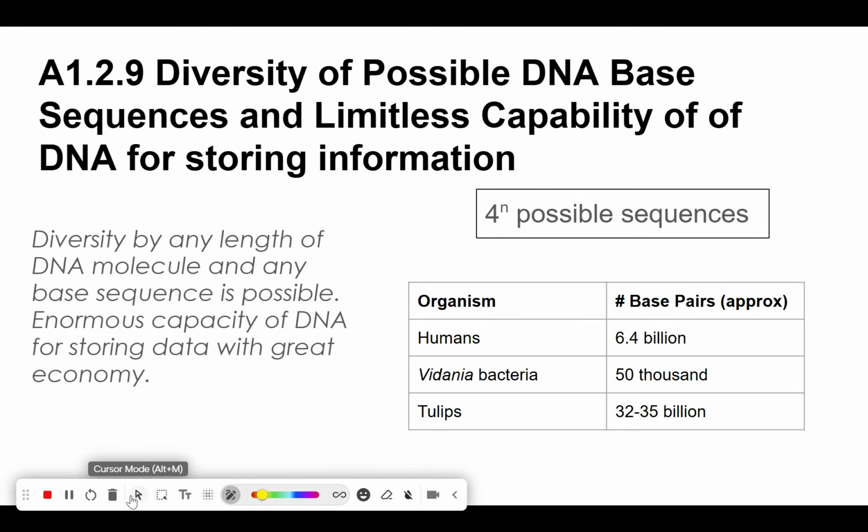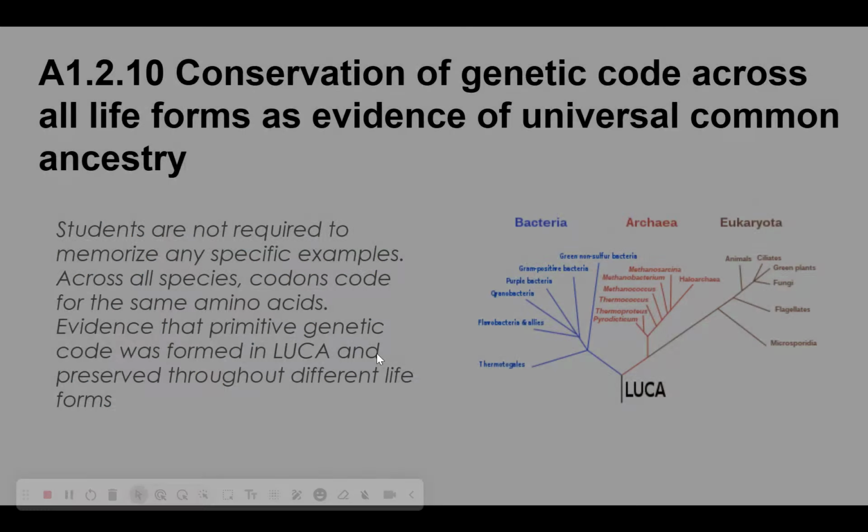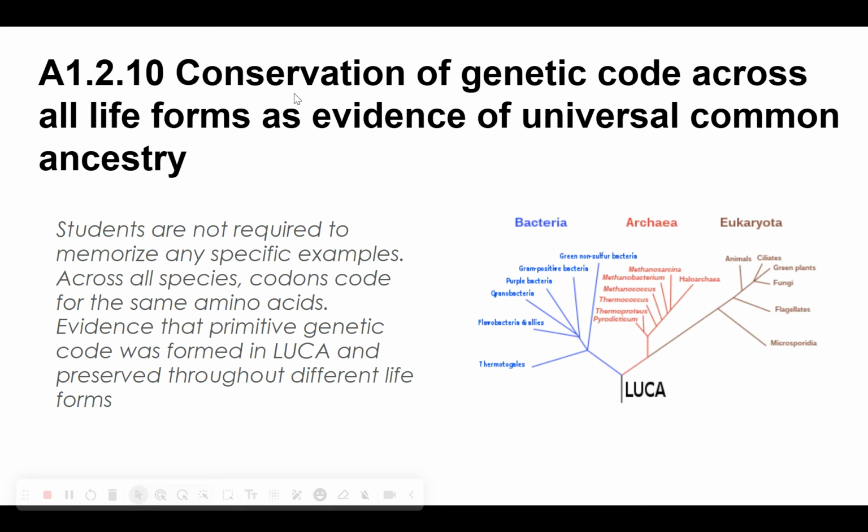All right. And the last point of information for the SL content is conservation of genetic code across all life forms as evidence of universal common ancestry. Students are not required to memorize any specific examples. I love when I see this in the assessment statements, because it means that you should just appreciate this as a broad concept. Across all species, codons code for the same amino acids. And again, we'll talk more about this in protein synthesis, D1.2. It's a whole subsection of the textbook.